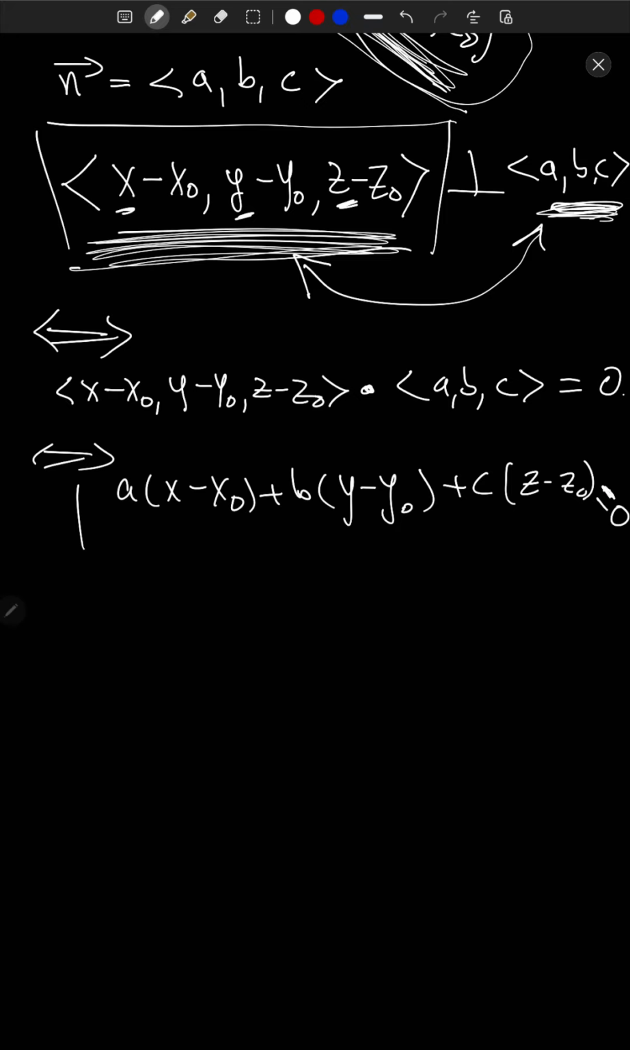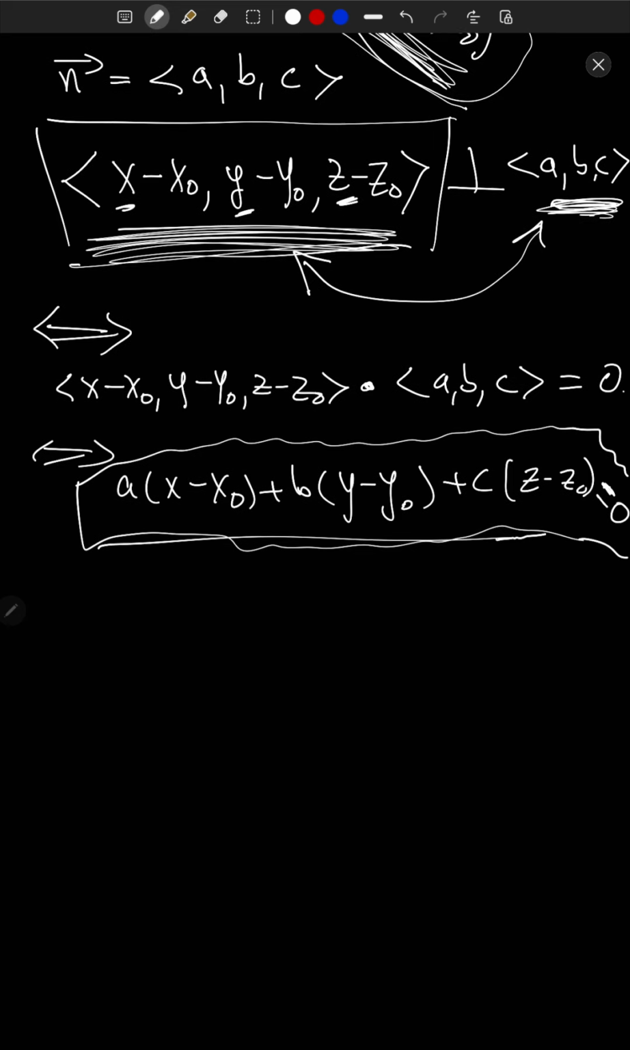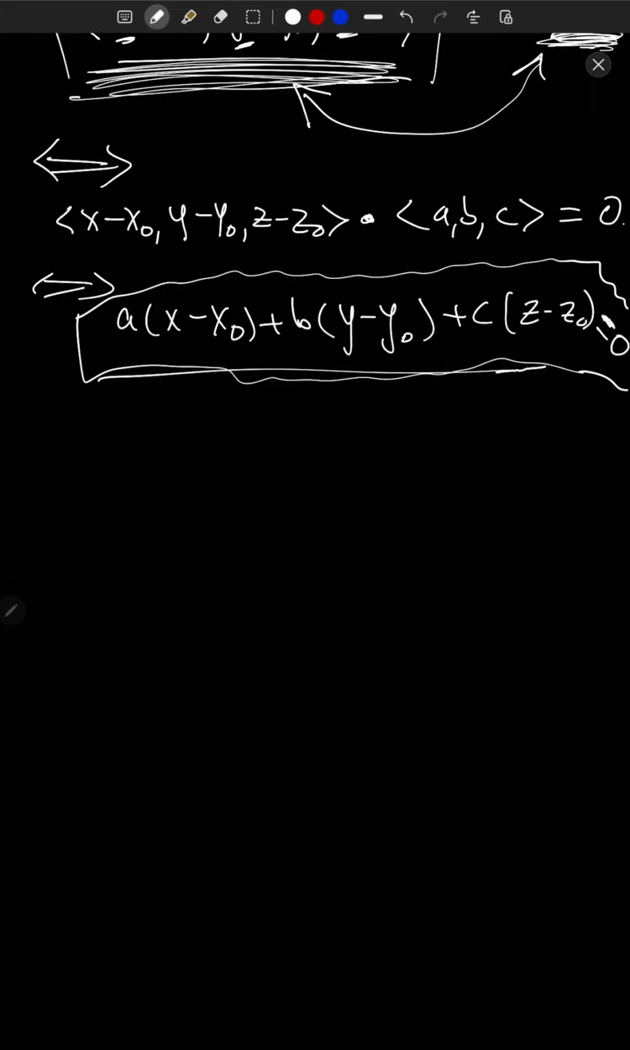And what is this? This is my equation of the plane, right? This equation describes my plane, because if x, y, z is on the plane, then this equation is satisfied. If x, y, z is not on my plane, then when I plug it into this equation, it's not going to be satisfied. The left-hand side is not going to be equal to zero. So this describes my plane.